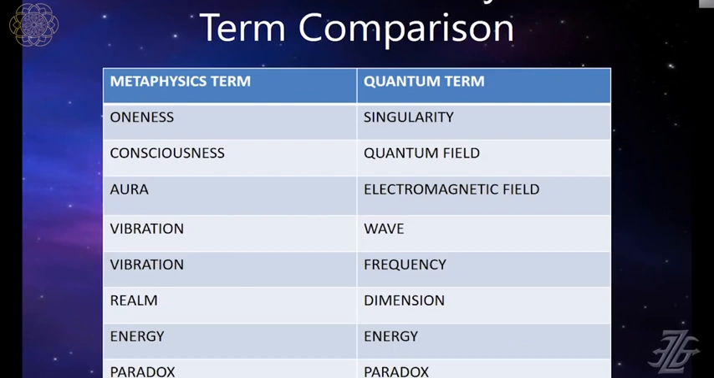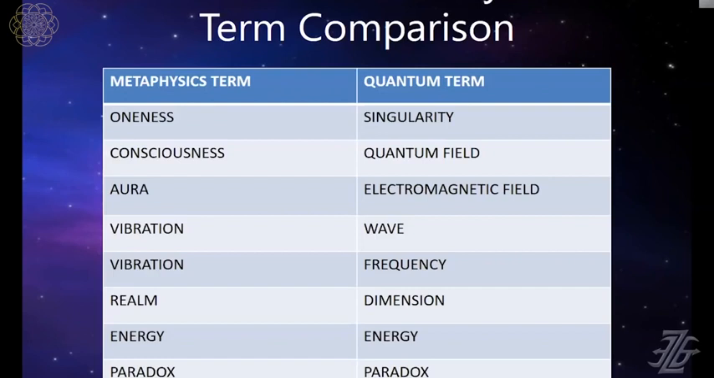But what do we have in metaphysics? Singularity within the void is oneness. So it's the same exact thing, where in metaphysics we realize the oneness with it all, but in quantum physics it's the singularity, it's finding the void and being within the one. And then we have another term, quantum field. In metaphysics we have consciousness. And then in quantum physics again, electromagnetic field. And in metaphysics we have the aura. And we'll talk about those two on the next slide.